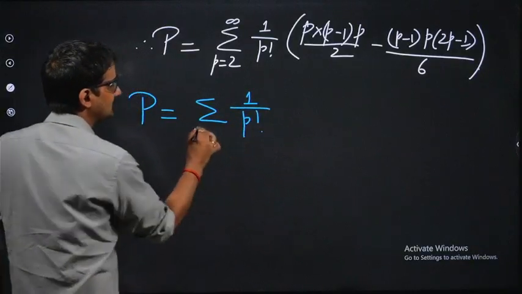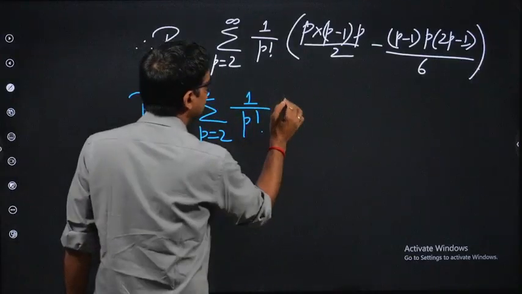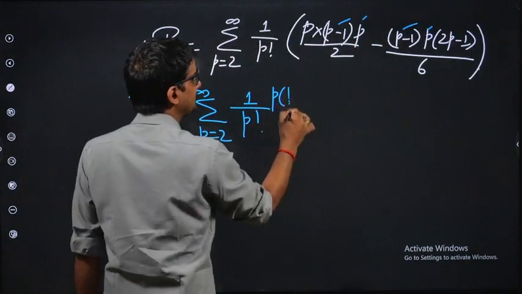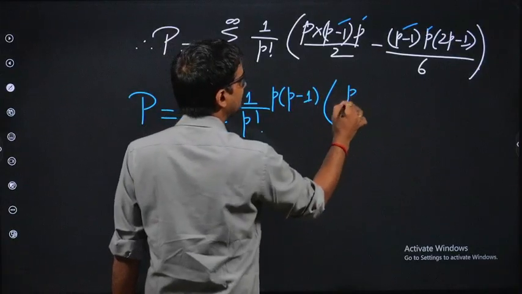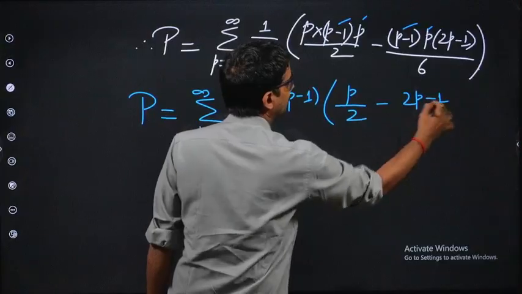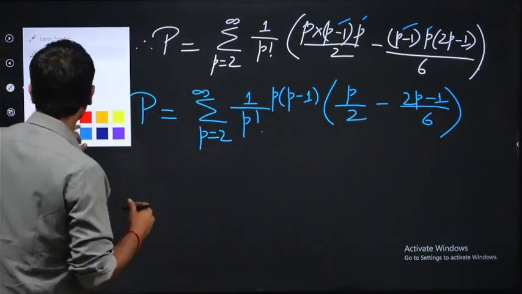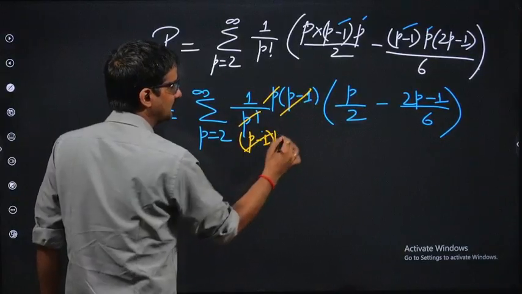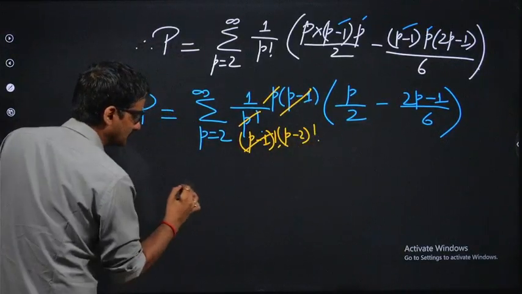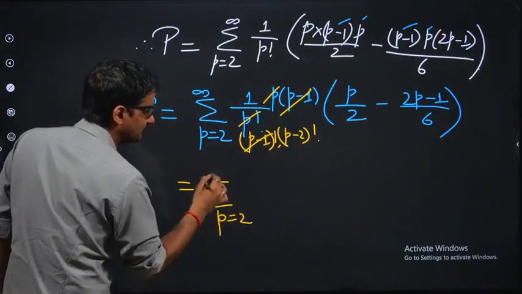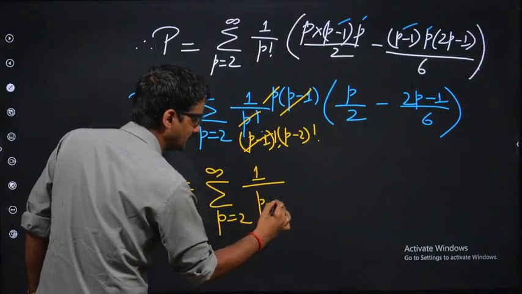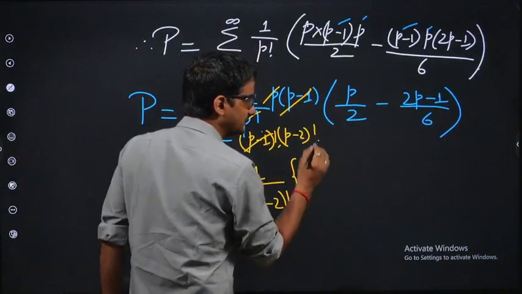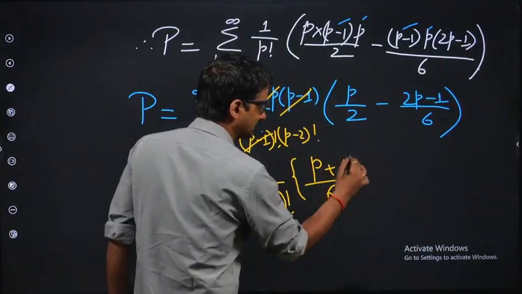Then we will think how to do it. First let us simplify. We can take p and p minus 1 common, so we are left with p by 2 minus (2p minus 1) by 6. Now take the LCM. Meanwhile, we cancel, so we get p minus 1 factorial, and then cancelling again we get p minus 2 factorial. So the sum is from p equals 2 to infinity of 1 upon p minus 2 factorial. Taking the LCM, 3p minus 2p is p, and then plus 1 upon 6, that's it.